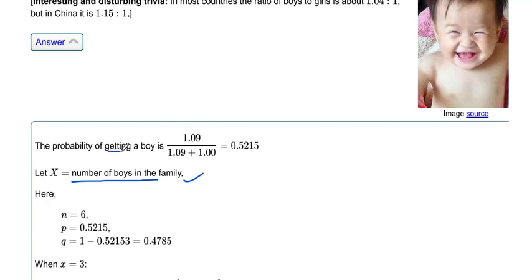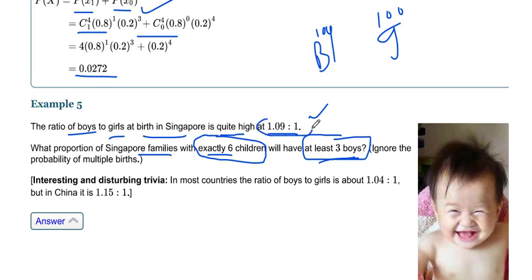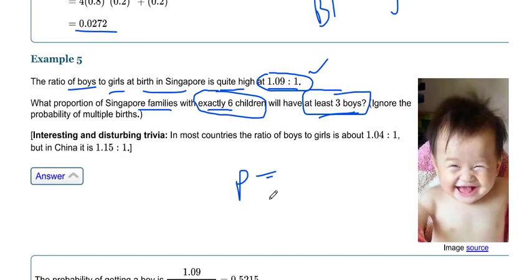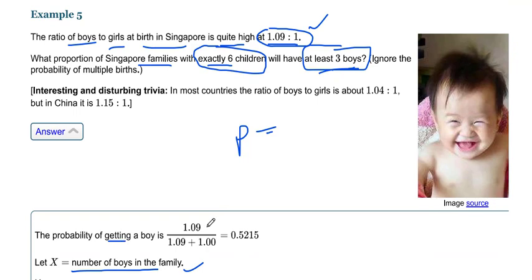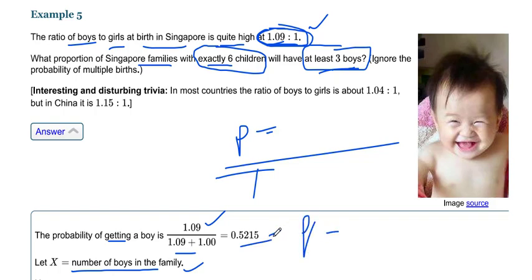Now, the probability of getting a boy. Here they have given it in proportion. We have to find the probability of success, the values of p and q. So how can we find it? The number of boys is 1.09. Probability means upon total, so the total will be 1.09 plus 1, boys and girls both. From this we can find the probability of getting a boy, which is p equal to 0.5215.